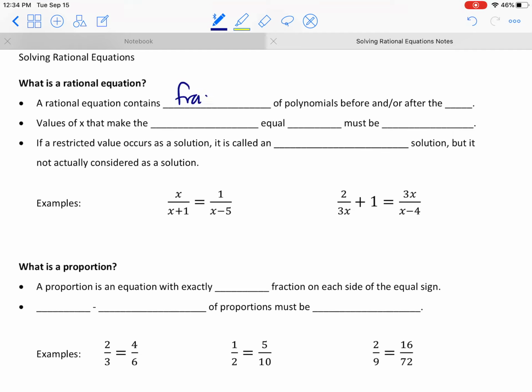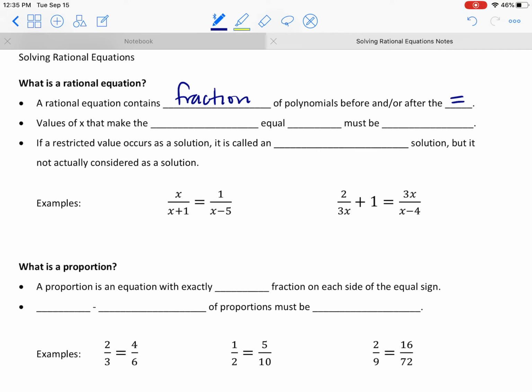So we're still going to be looking at a fraction of polynomials, but now we're going to have a fraction of polynomials before and/or after an equal sign. So we're dealing with rational equations, which means we're looking for values of x that are going to make that equation true. Now we have to be particularly careful with rational equations because they have restrictions.